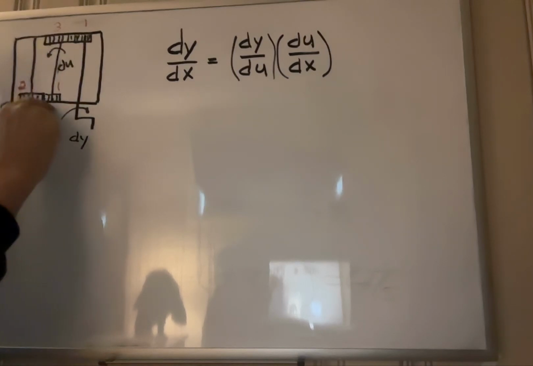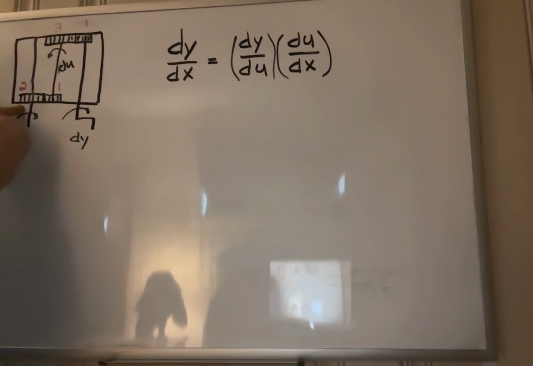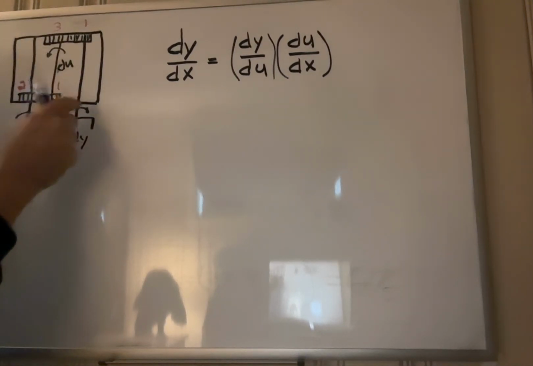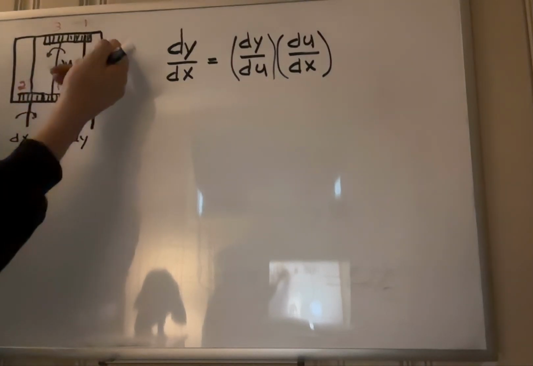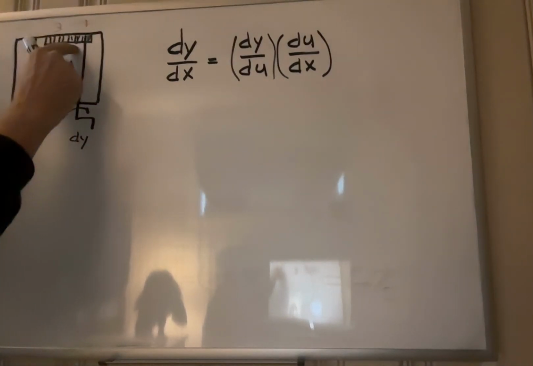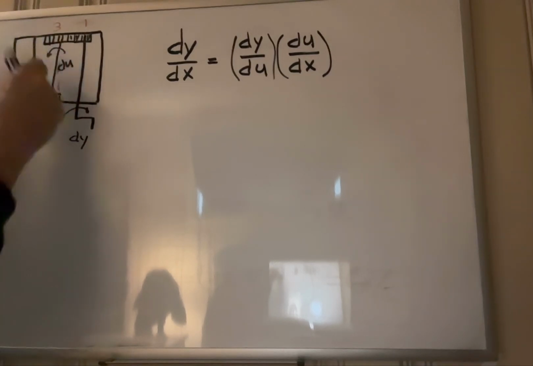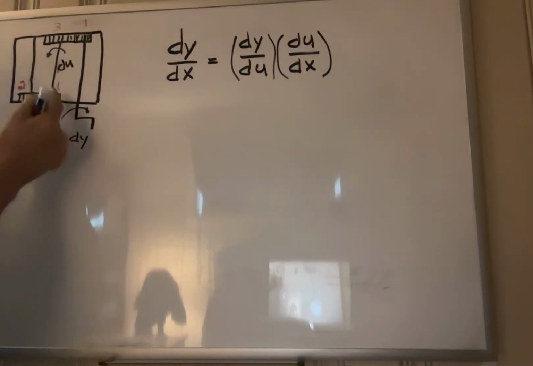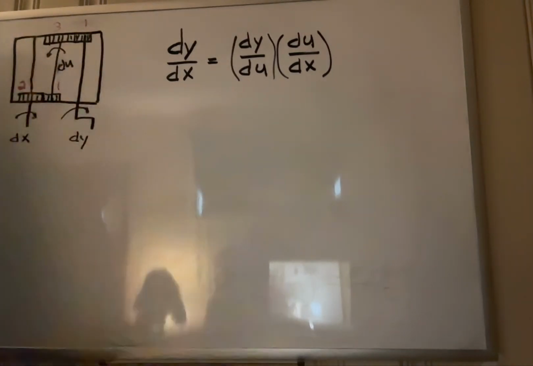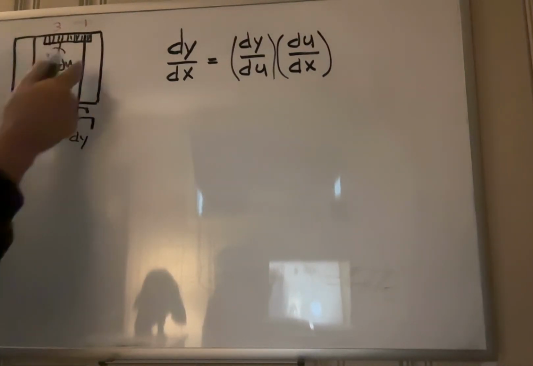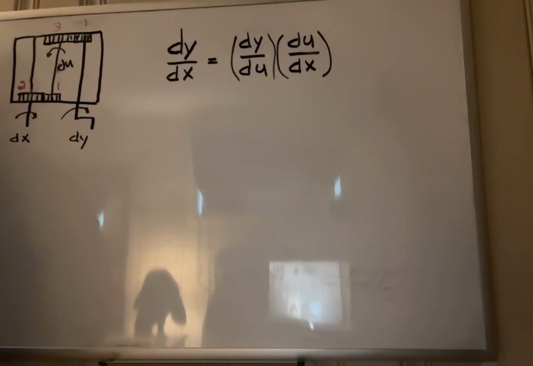For every one tooth on this gear, there's two teeth. So this is a 2-to-1 ratio. As we spin this dy and pull down, this gear is going to end up going in this direction. And since this gear is going in this direction, it's going to pull this gear in this direction. So dx and dy are both going to rotate in the same direction, although du is going to rotate in the opposite direction.